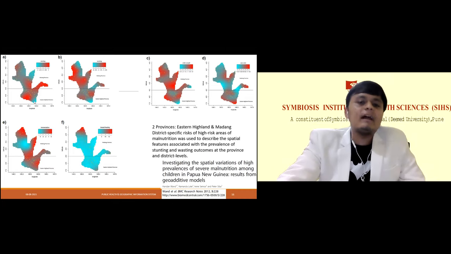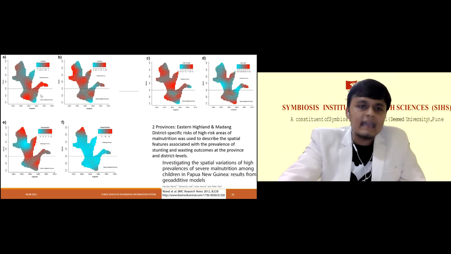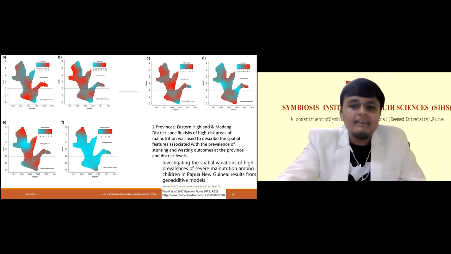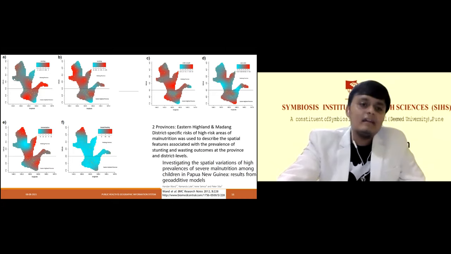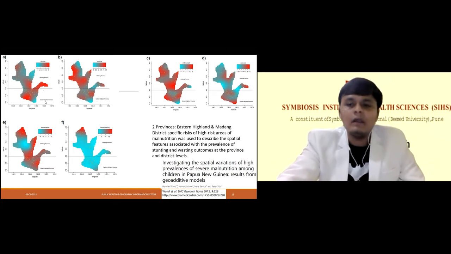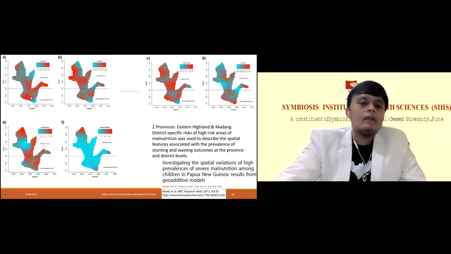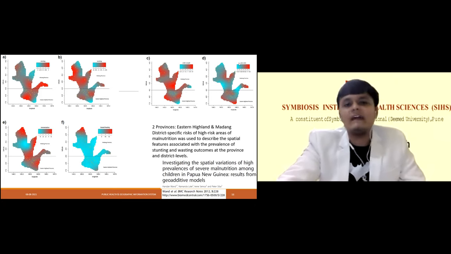With the help of these participants and using the spatial interpolation technique, they provided a map of the entire two provinces, the Eastern Highlands Province and Madang Province. These are the red clusters and these are the blue clusters, and they defined the red cluster cells as hotspots. For example, in map A, here there is Madang Province and here there is Eastern Highlands Province. In terms of stunting, Eastern Highlands Province had more burden as compared to Madang Province. In terms of wasting, as you can see, there are more red spots or red cluster cells, each given as a pixel or a unit, in Madang Province. So of course the wasting burden is more in Madang Province.